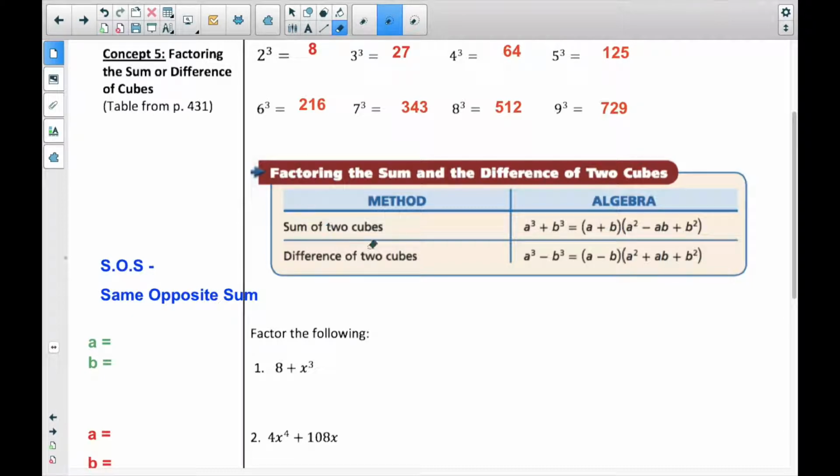So we have 2 different possibilities: the sum of 2 cubes, like a cube plus a cube, or the difference of 2 cubes, like a cube minus a cube. And then we have these patterns.